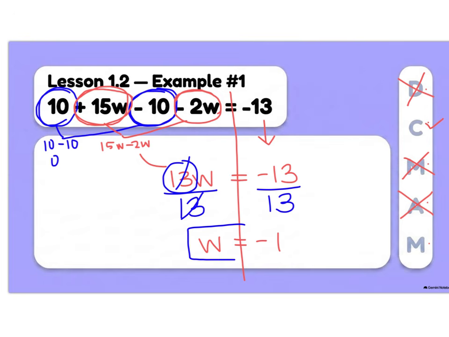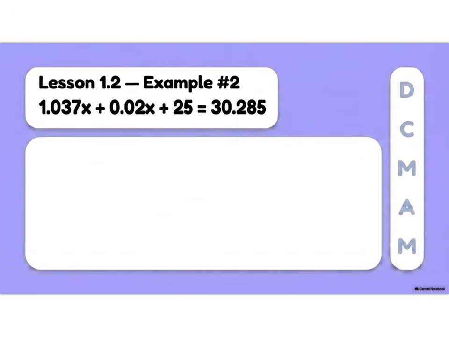Make sure that when you're dividing a negative by a positive, your answer is a negative. Okay, let's look at example number 2.